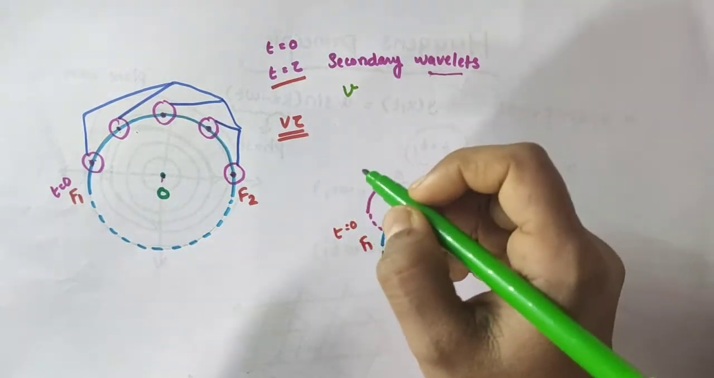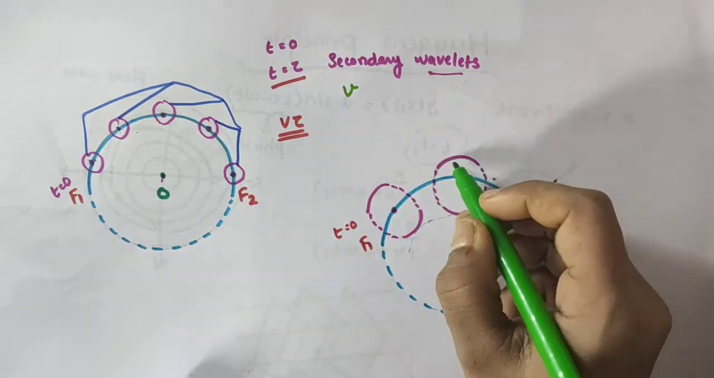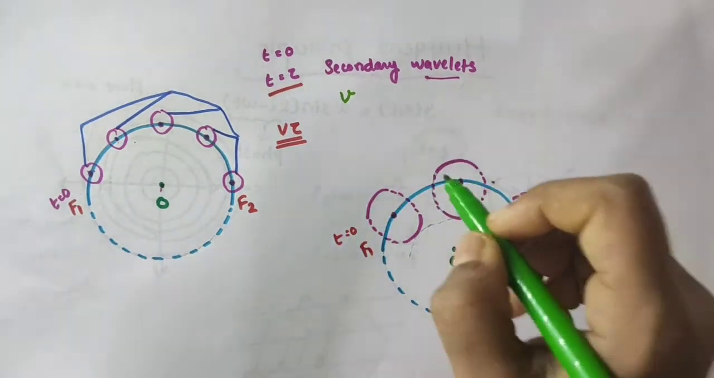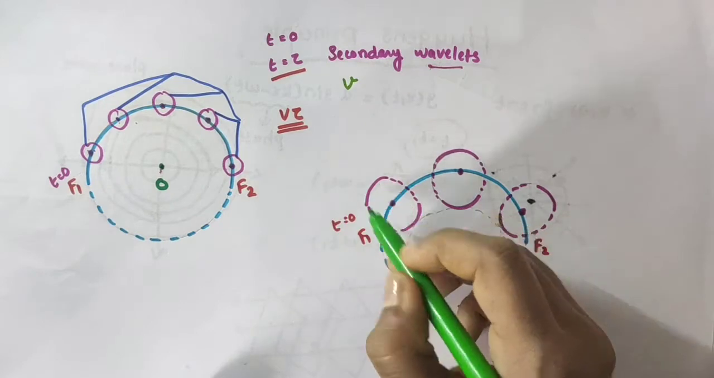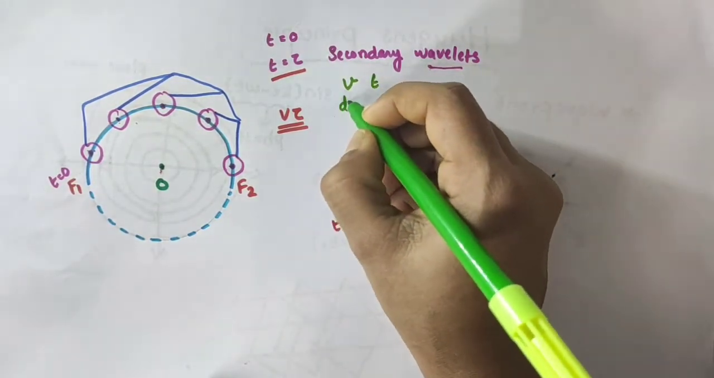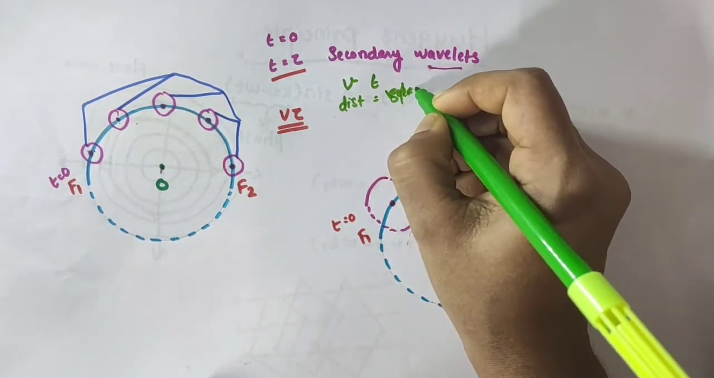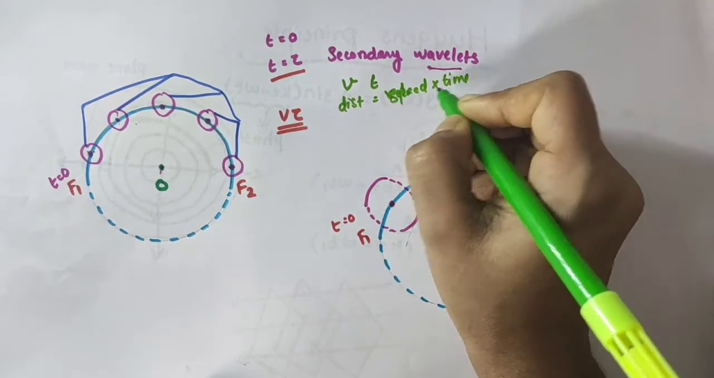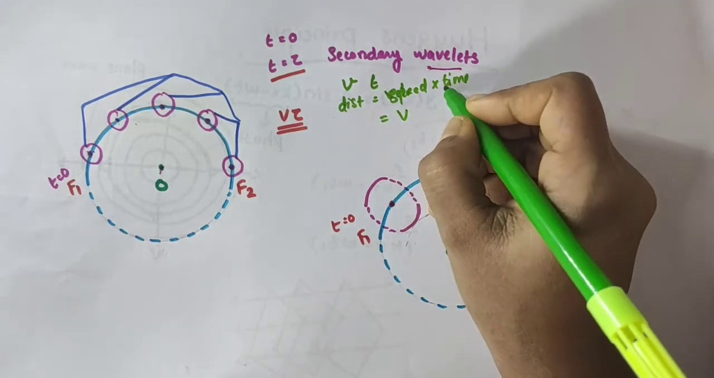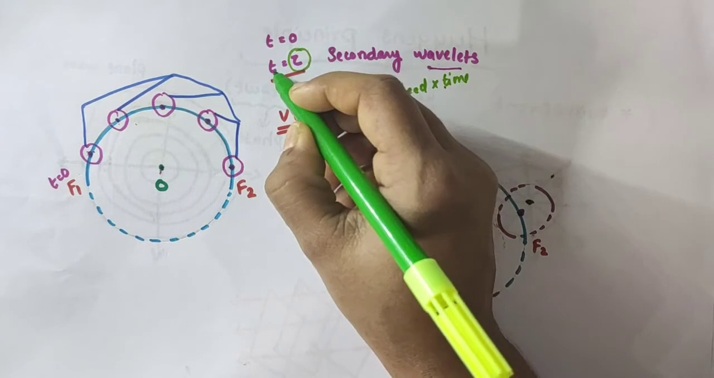So, what will be the distance travelled by the wavelet? These are the secondary wavelets. If v is the speed of the wave, then the same v will be the speed of these wavelets. So, what will be the distance travelled by these wavelets in a particular time t? We have the equation that distance is equal to speed into time, because speed is equal to distance divided by time. Here the speed is v, and the time we are taking is t equal to tau, because we want to find the shape of the wavefront at t equal to tau.